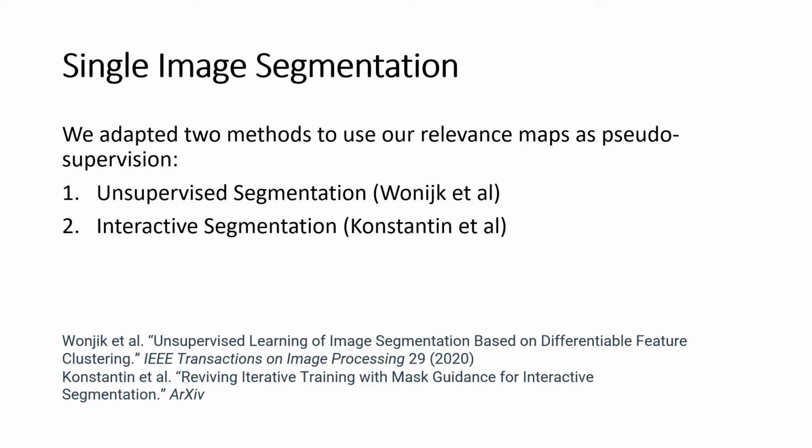We adapted two methods to use our relevance map as pseudo-supervision. First, we use a method for unsupervised segmentation, which treats the segmentation problem as a pixel clustering problem together with a spatial continuity loss and feature loss. And we also used an interactive segmentation technique. In general, interactive segmentation guides the result of segmentation by interaction, where the user provides boundary seeds or regions of interest, bounding boxes, etc. for foreground and background. And we used the work of Constantine et al., which uses region seeds as input.